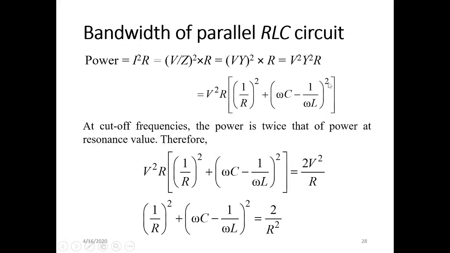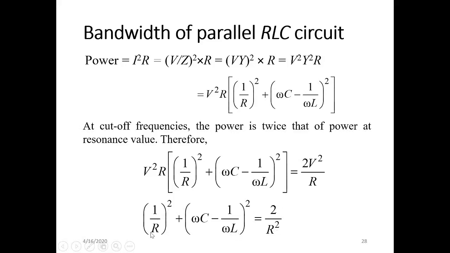Okay. Now this is the power. Now I am equating it equal to twice the power at the resonant frequency, 2 multiplied by V squared by R. So at resonant frequency the power is V squared divided by R. Okay, now let us manipulate this. This R is coming to this side, it will become R squared. This V squared and this V squared I can cancel. Right, what is left? (1 by R) the whole square plus (omega C minus 1 by omega L) the whole square is equal to 2 by R squared.